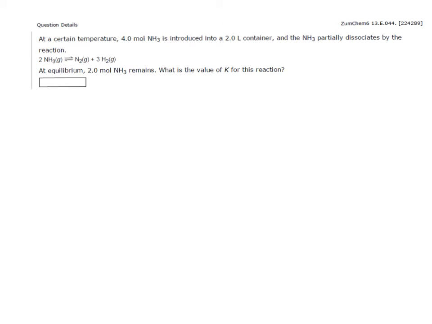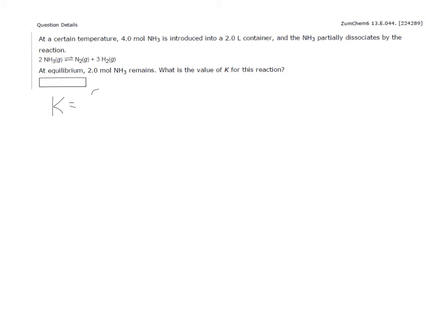In this problem, they're giving us a chemical equation and telling us about both the initial number of moles along with the volume for a substance, and then they're telling us something about the number of moles at equilibrium. So they're giving us information both at the beginning and at the end of the reaction. Since we know this deals with equilibrium, it's always a good idea to start by writing an expression for the equilibrium constant K, since that's what they're asking for.